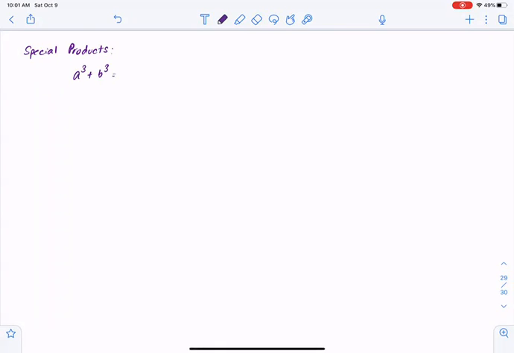If we have a cubed plus b cubed, just like we had a case a squared minus b squared, a squared plus b squared is prime, you can't factor that. So if we have a cubed plus b cubed, I can factor it as a plus b times a squared minus ab plus b squared. Always. If you FOIL it, you will see that you'll get a cubed plus b cubed.